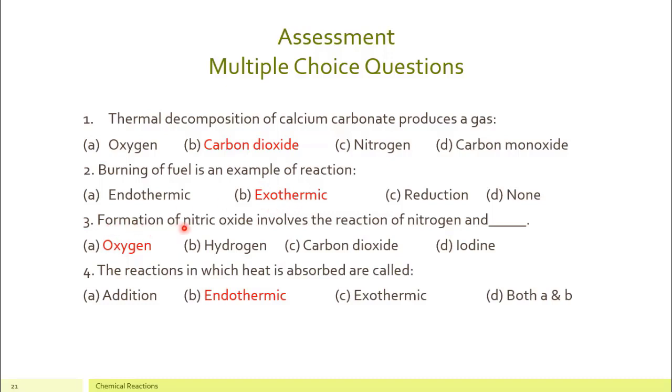Number 3, formation of nitric oxide involves the reaction of nitrogen and the options are oxygen, hydrogen, carbon dioxide, or iodine. The correct answer is oxygen. Number 4, the reactions in which heat is absorbed are called, the options are addition reactions, endothermic reactions, exothermic reactions, or both A and B. The correct answer is endothermic reactions.